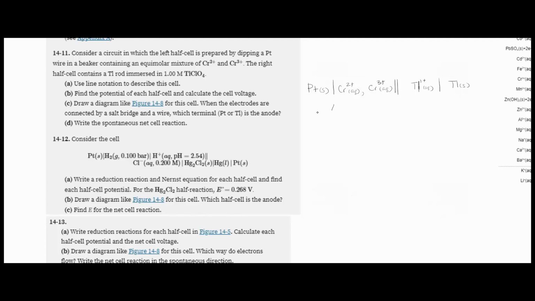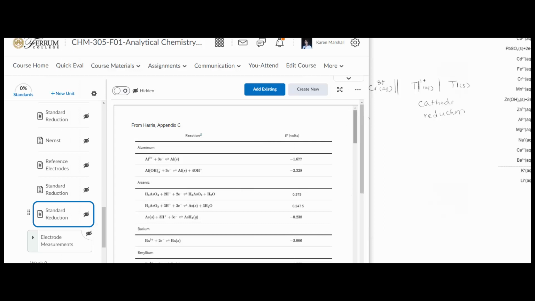Now, the left half of the cell is the anode, and the anode contains oxidation. The right half of the cell is the cathode, and the cathode is where reduction occurs. So if we're going to find the potential of each half cell, here's my anode, here's my cathode, I need to look up what these standard reduction potentials are.